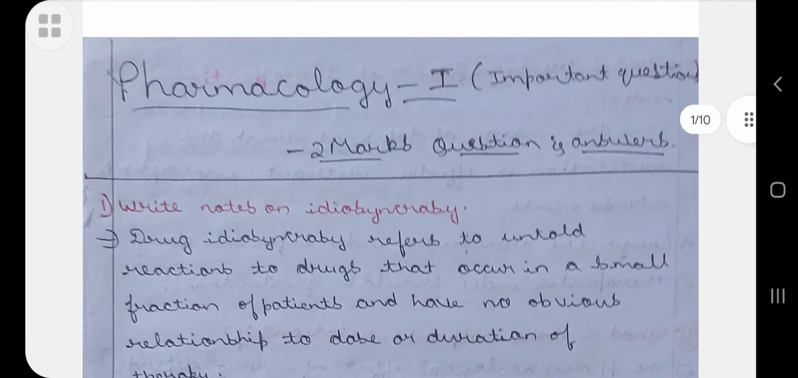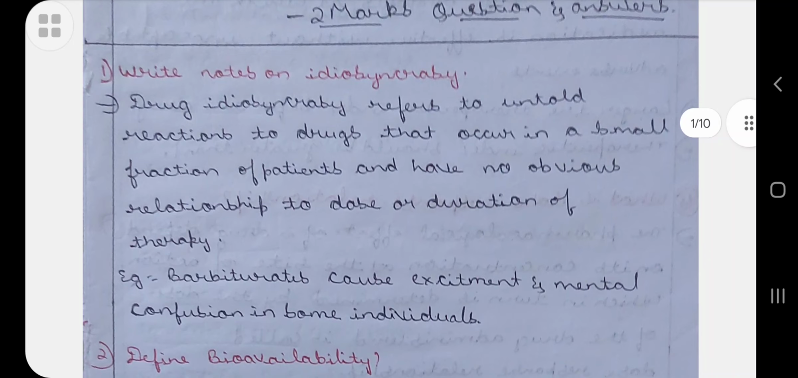First question, write a note on idiosyncrasy. Drug idiosyncrasy refers to unexpected reactions to a drug that occur in a small fraction of patients and have no obvious relationship to dose. Whatever the dose is, for some patients there is a sudden reaction to that drug. This is known as idiosyncrasy.